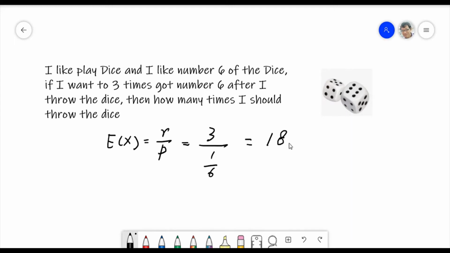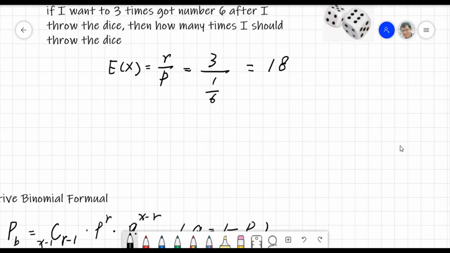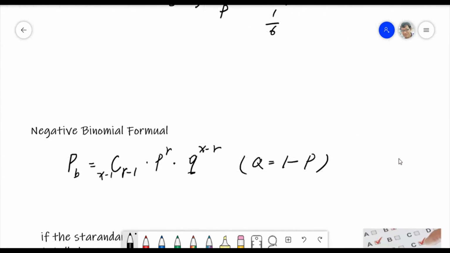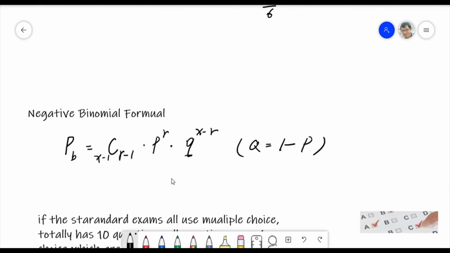Okay, so we're not finished yet. I still have interesting things to share with you regarding the exam. Here we also have a formula. P(X) is in fact the negative binomial formula. The P is still probability.